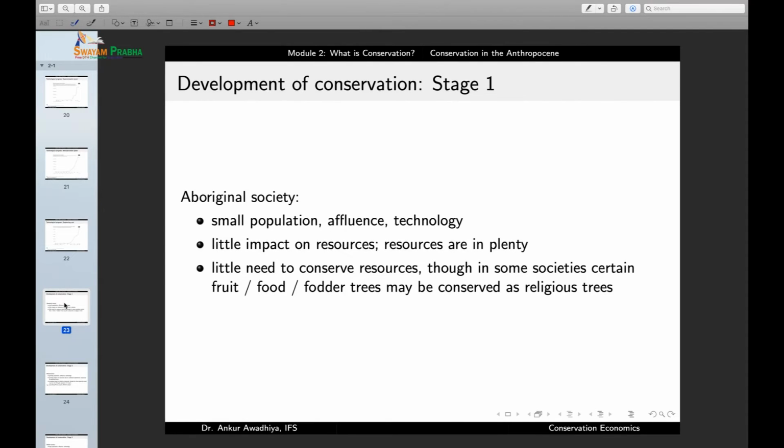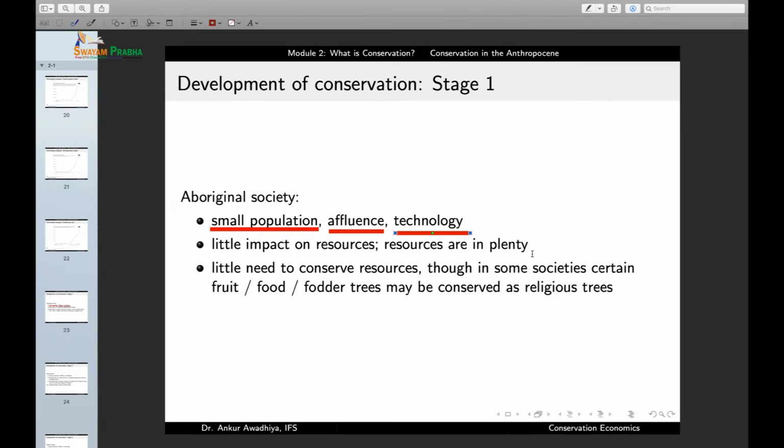Now, if we look at the impact of humans, we can divide human history into three different stages. In the early society, in the Aboriginal society, we had small P, small A, and small T. Small population, less affluence, less technology. Because there was a small population, there were fewer mouths to feed. There was less requirement of resources because the affluence was low, so people just did not feel a need to have more resources. They just did not know about having resources such as air conditioners or computers. So the affluence was very low, and the technology was also missing.